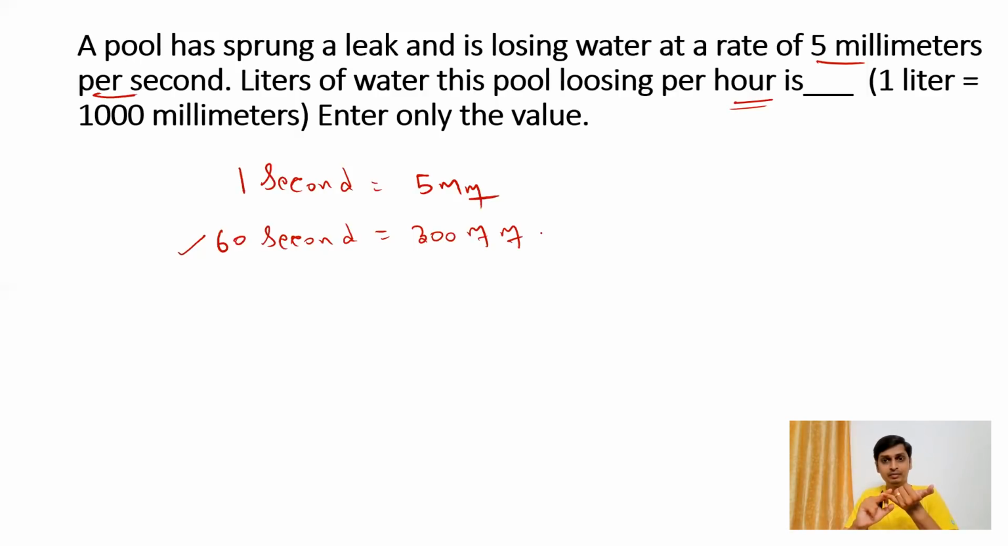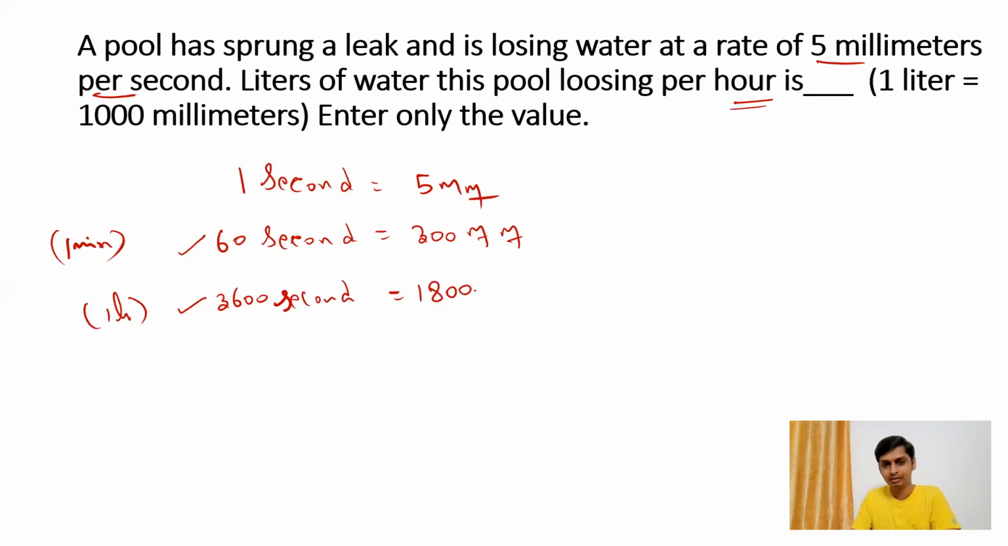Now you have to find per 1 hour. So 60 seconds is 1 minute, right? In 1 hour you have 60 minutes. So you have to multiply this by 60 again. So 60 into 60, you get 3600 seconds. So this 3600 seconds is nothing but 1 hour. Now on the right hand side also you have to multiply by 60. So 3 into 6 you get 18, and it is 1800 millimeters.